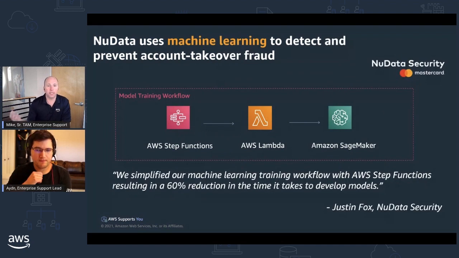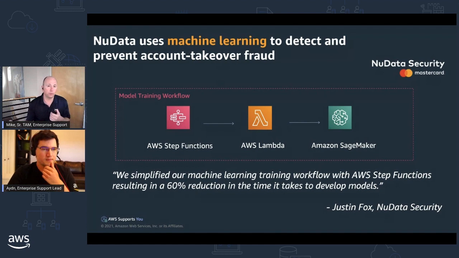NuData is an AWS customer that uses AWS to help customers fight fraud and protect customers online. They were acquired by MasterCard in 2017. NuData is a Canadian startup and just started using machine learning to detect and prevent account takeover and fraud. NuData uses Amazon SageMaker to improve the detection of fraudulent activities like credential stuffing, and they use a host of services, but they orchestrate them all with AWS Step Functions. This simplifies the machine learning architecture and optimizes its training workflow.